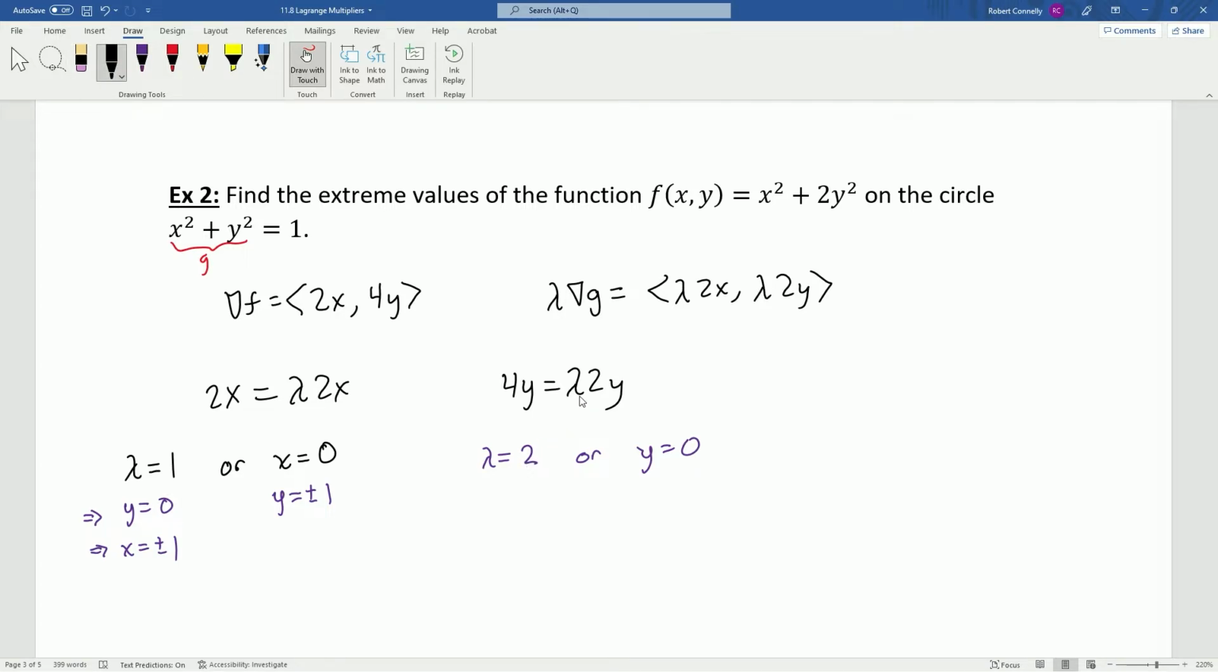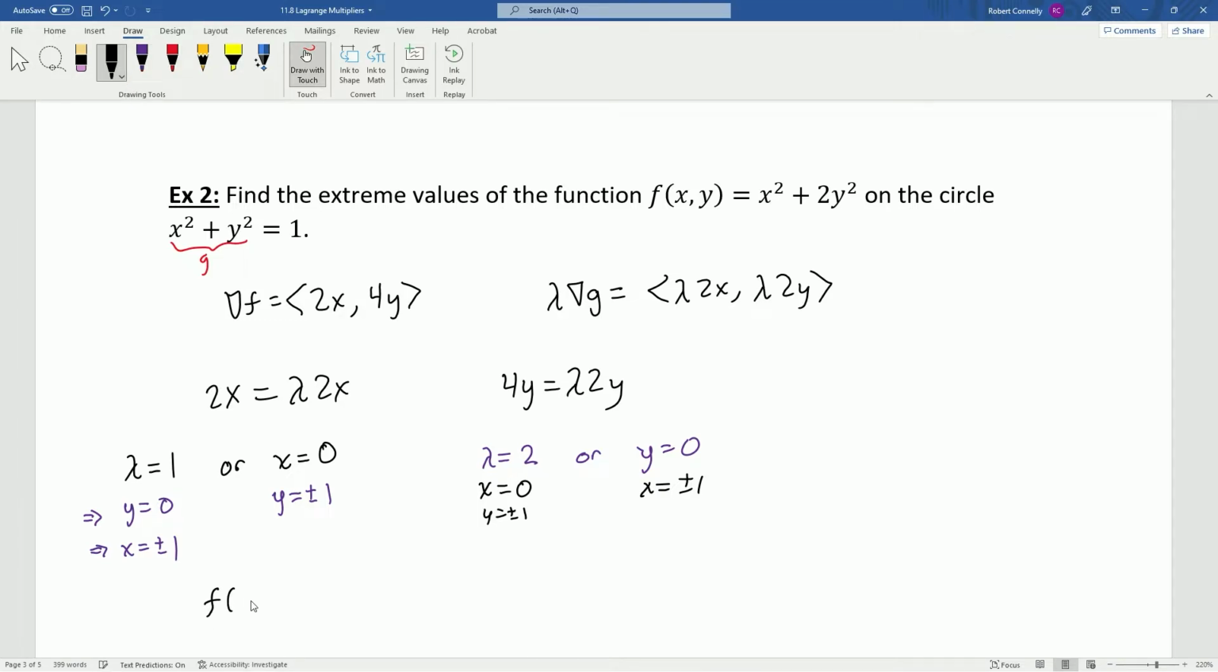But if lambda is 2, then what does that tell us about x? So if lambda is 2, then we have 2x equals 4x. So that means x equals 0, but that covers this case here. So y is plus or minus 1. So we get the same thing there. And if y equals 0, then x equals plus or minus 1. So basically it boils down to the same cases. So we actually have 4 different possible points to consider.